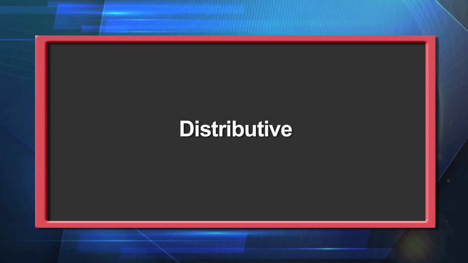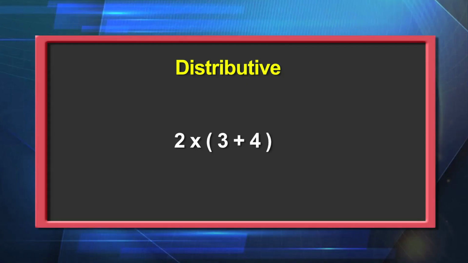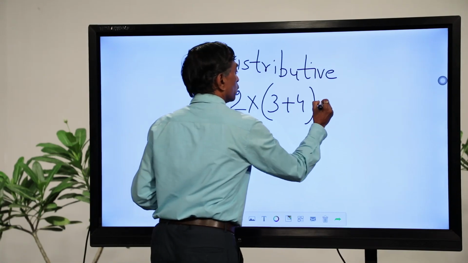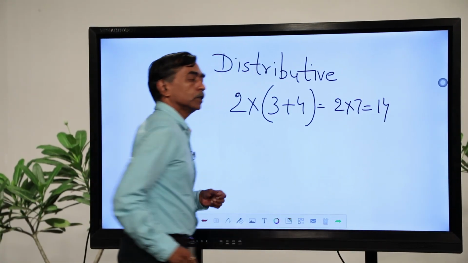One more property remains, that is the distributive property. Distributive property: how numbers behave when we distribute them. You might have done these problems in your lower classes, but here we are studying it properly as a property. For example, 2 multiplied by 3 plus 4 is equal to 2 multiplied by 7, which is equal to 14.